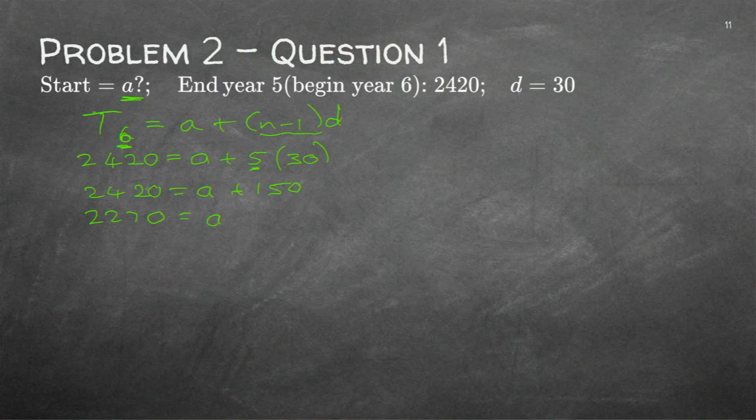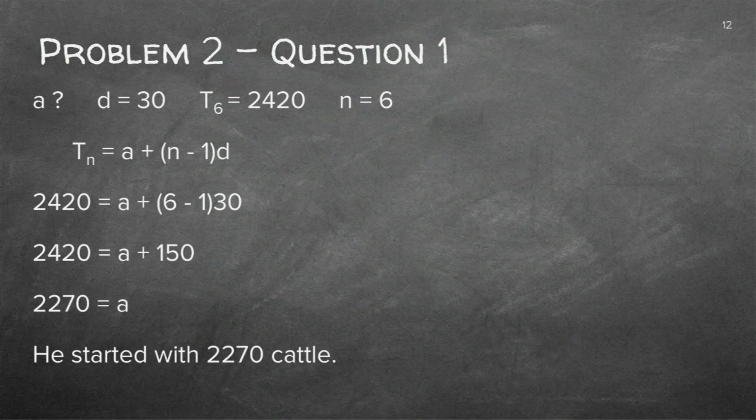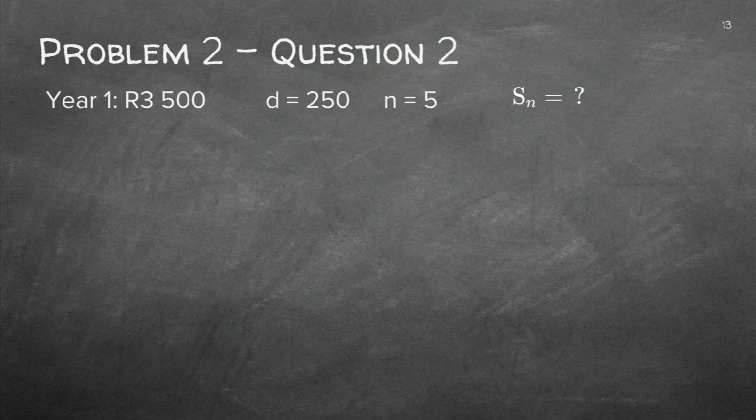And I'm going to just take it off so you can go do it all on your own. And then we're going to check the formal answer. There's the formal answer. So he started with 2,270 cattle. Good. The next question was, in year 1, but let's just quickly read it properly. It's better to go to the original question.